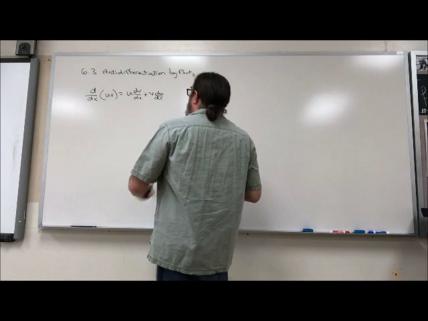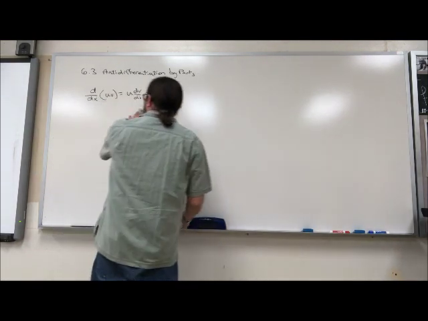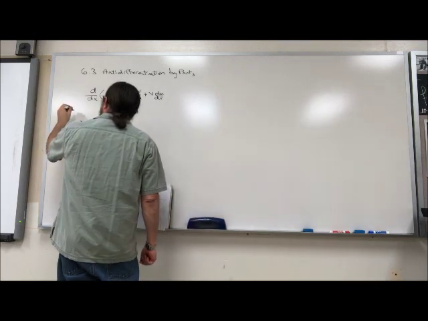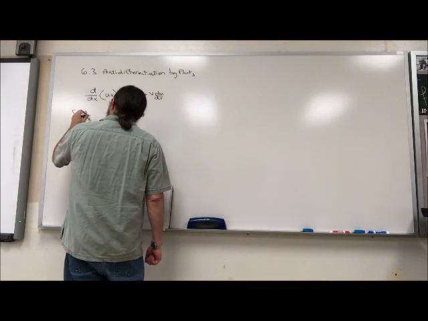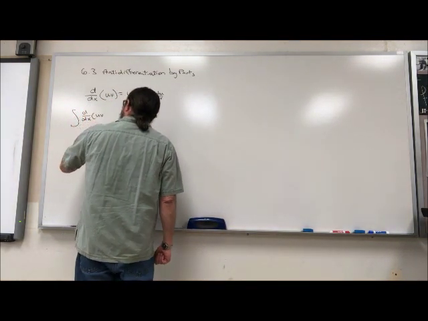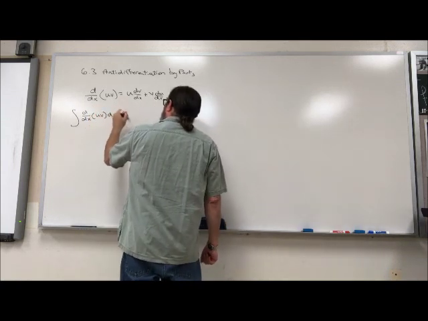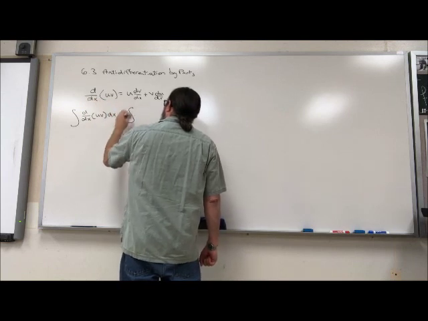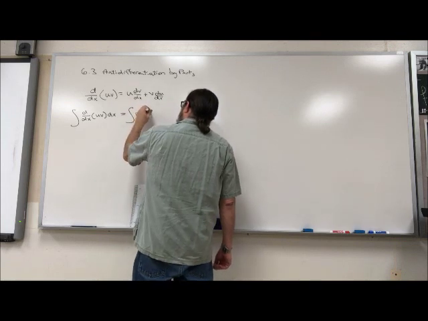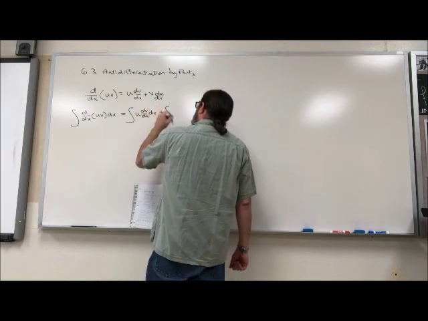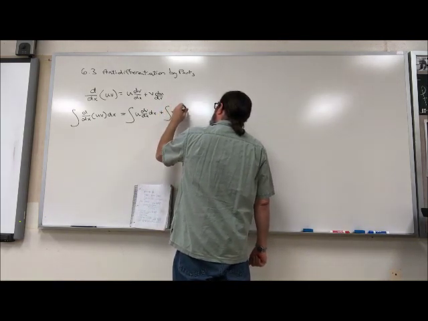All right. Now, if I were to take the integral of both sides of this equation, then I would have the integral of d dx of uv dx equals the integral of u dv dx plus the integral of v du dx.